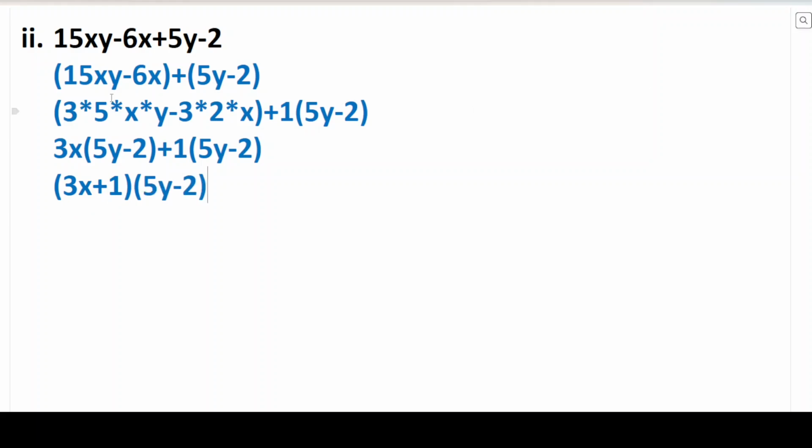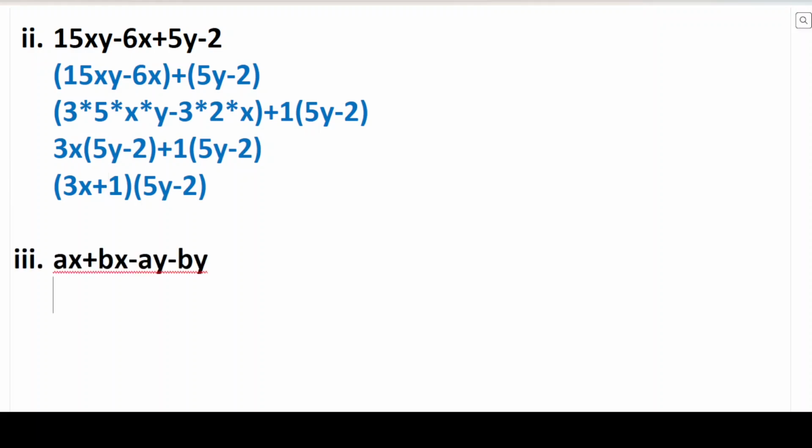So what we did is, first we grouped the terms. After grouping the terms, we tried to find the common factors from the first group and the second group. In the first group, 3x is the common factor, and in the second group, there is no common factor, so we can take 1 as the common factor. So (5y minus 2) is the common factor here. Take the 5y minus 2 out. We can write the expression as (3x plus 1) into (5y minus 2).